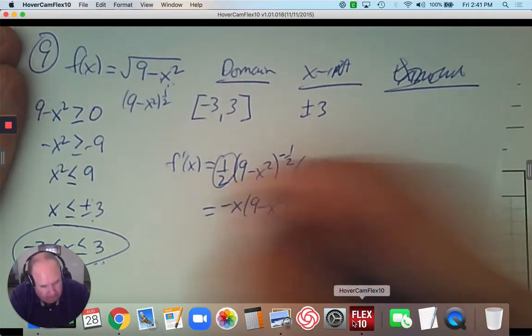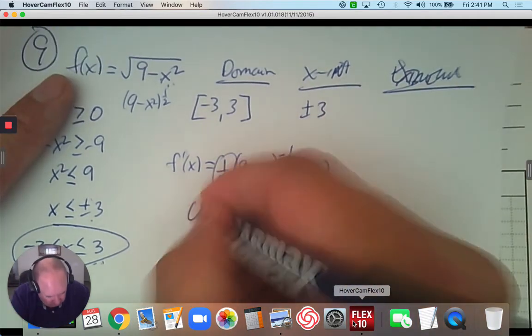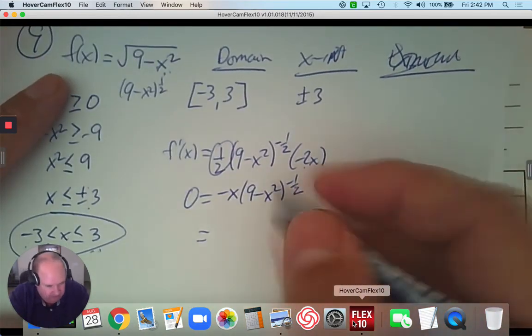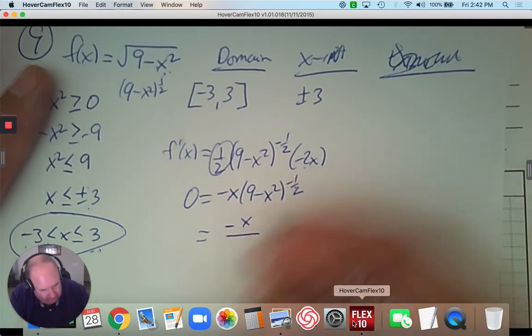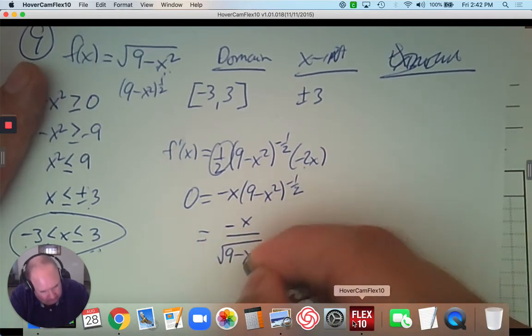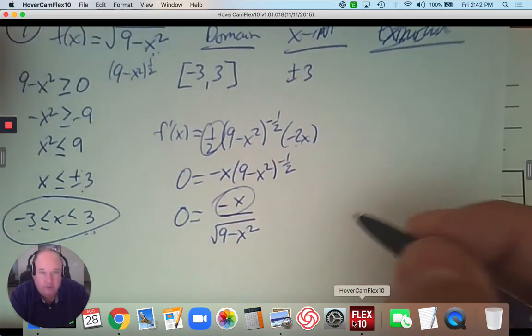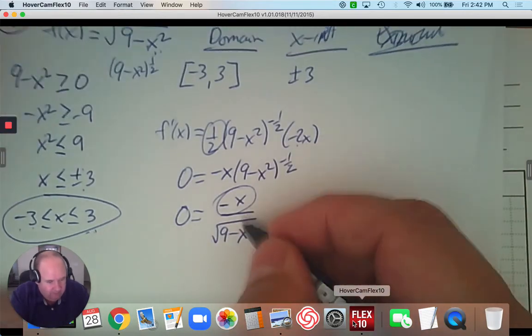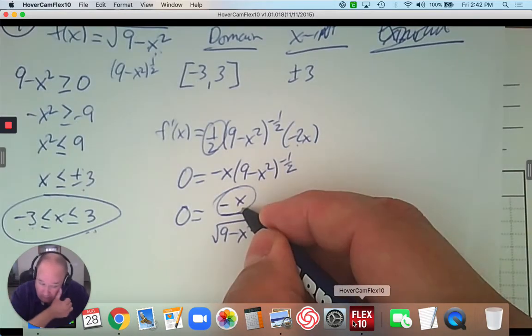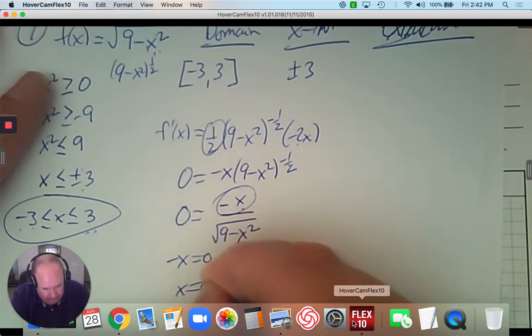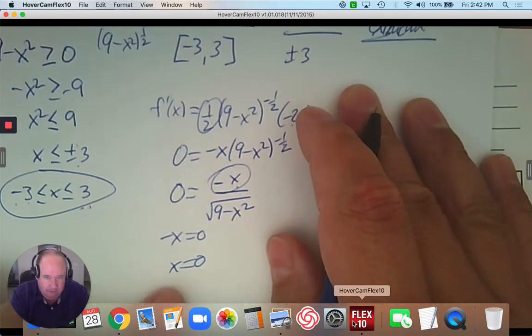And because I'm doing algebra, I'm going to write this as a fraction. So the negative exponent, I'm not going to do that. So -x, and this is actually the square root, just like that. Make it equal to 0. Notice the numerator. The only thing that makes this 0 is when the numerator is 0. And if you take -x equal to 0 and solve it, at 0, we have a solution.